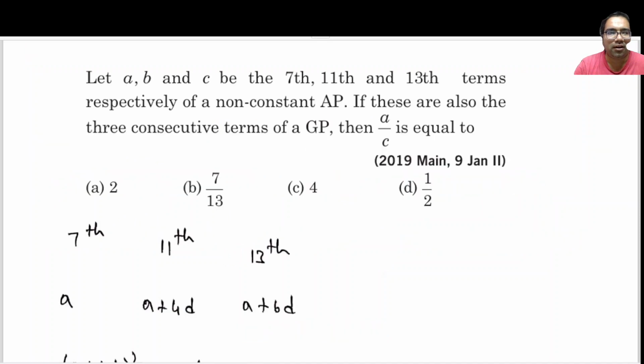A, B, C are in geometric progression as well as the 7th, 11th and 13th terms of an arithmetic progression, right? So if A is the 7th term, what does that mean? The 11th term should be A plus 4D, if D is the common difference. The 8th term is A plus D, the 9th is A plus 2D, the 10th is A plus 3D, the 11th is A plus 4D. 11 minus 7 is 4, so A plus 4D is the 11th term. Similarly, A plus 6D should be the 13th term. We are taking the 7th term as A.